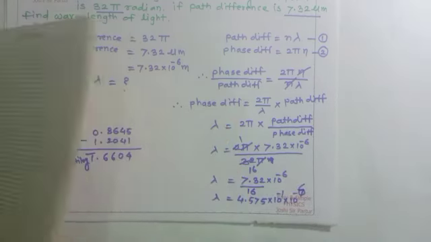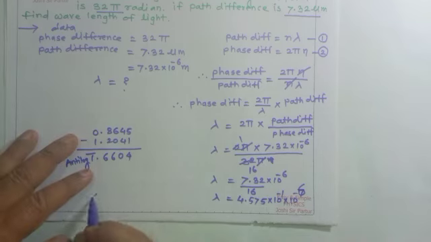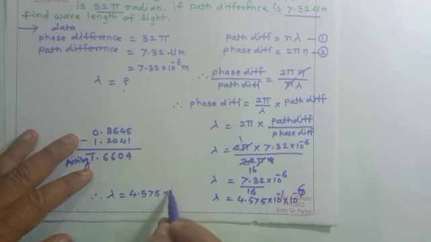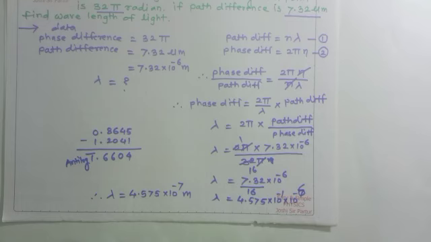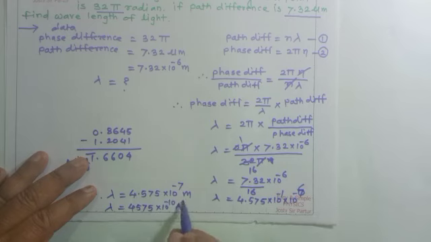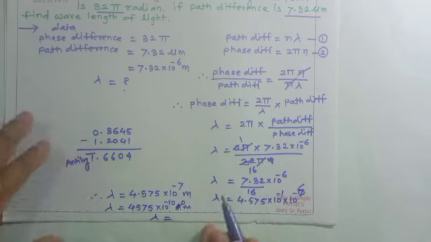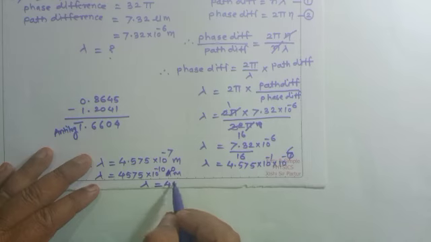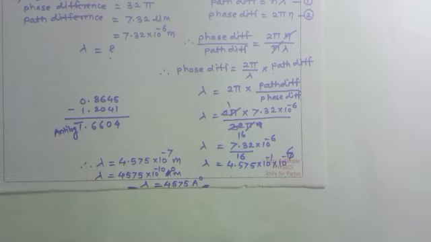Therefore, wavelength lambda is equal to 4.575 into 10 raised to minus 7 meter. Means wavelength will be 4575 into 10 raised to minus 10 meter, and wavelength lambda is equal to 4575 angstrom unit. That is the answer for the given question.